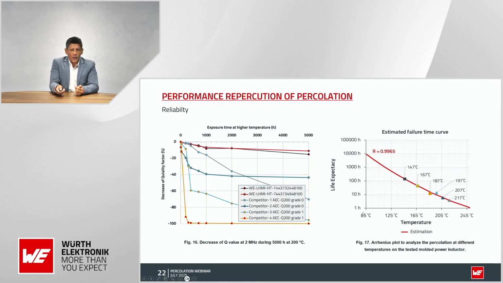Based on that, if you use the part at 85 degrees, you expect the part to fail at around 10,000 hours, almost a year and a half. Through these kinds of curves, Arrhenius plot curves, we can show you that if you choose the wrong part, you are not safe even if you work at lower temperatures. You can have the effect.